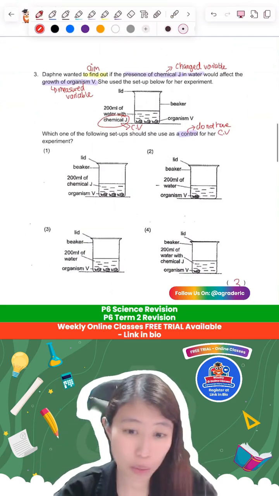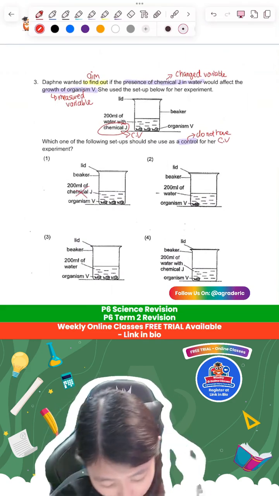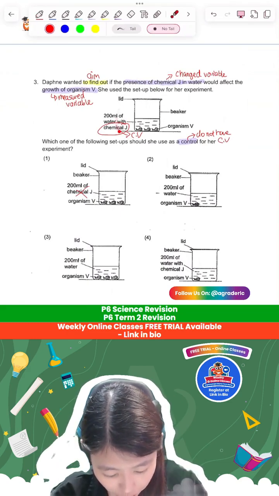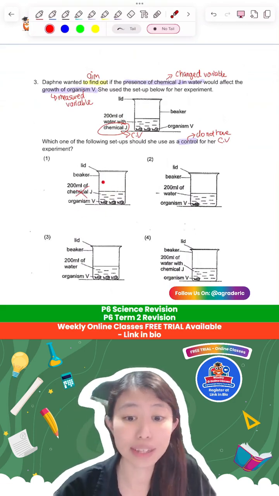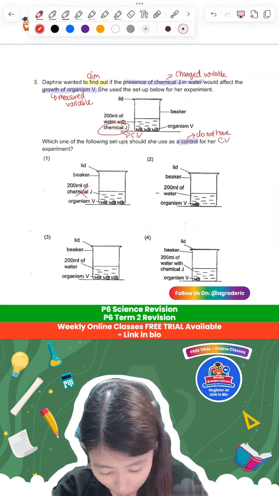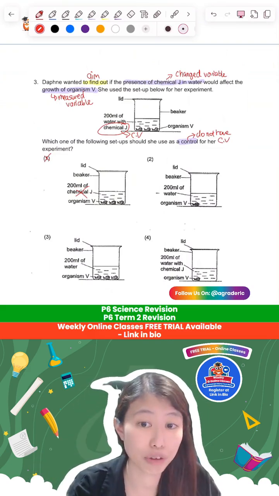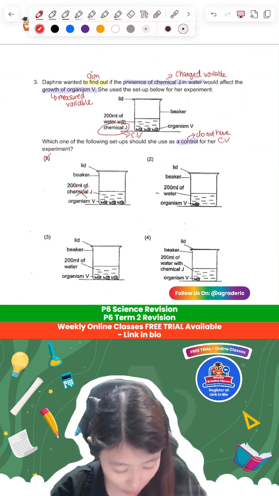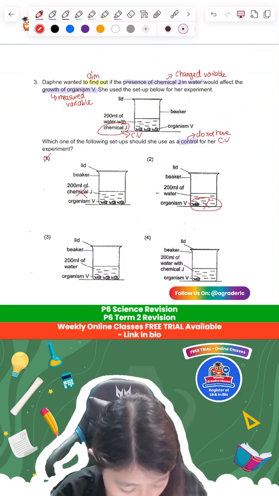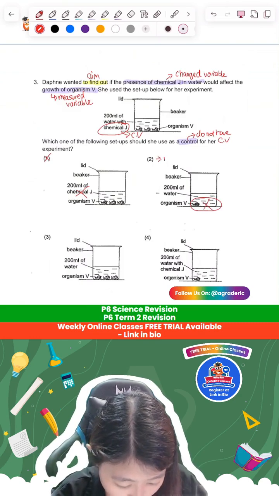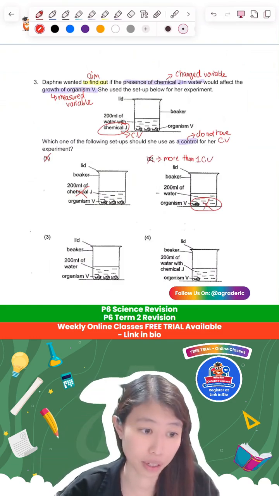I'll quickly explain why the rest are not accepted. Option 1 is not accepted because there's also chemical J. Then this is exactly the same as this, so I wouldn't see a difference in results. Option 2, although it doesn't have chemical J, look at the number of organism V. This is wrong because there is more than one change variable. So option 2 is not accepted.